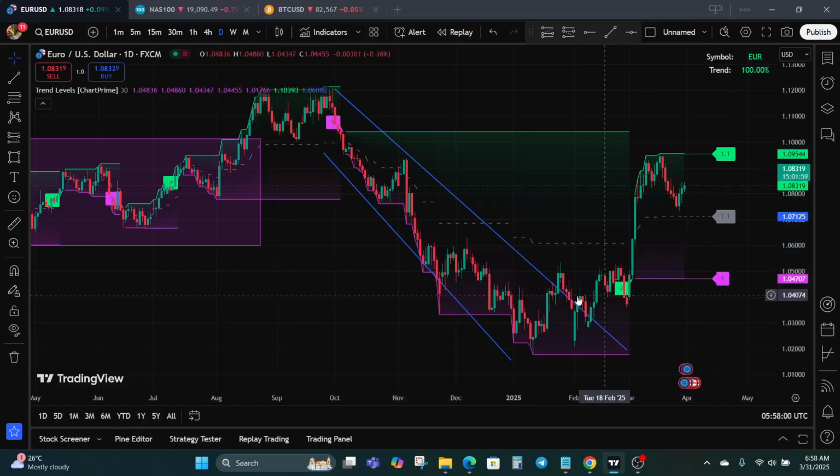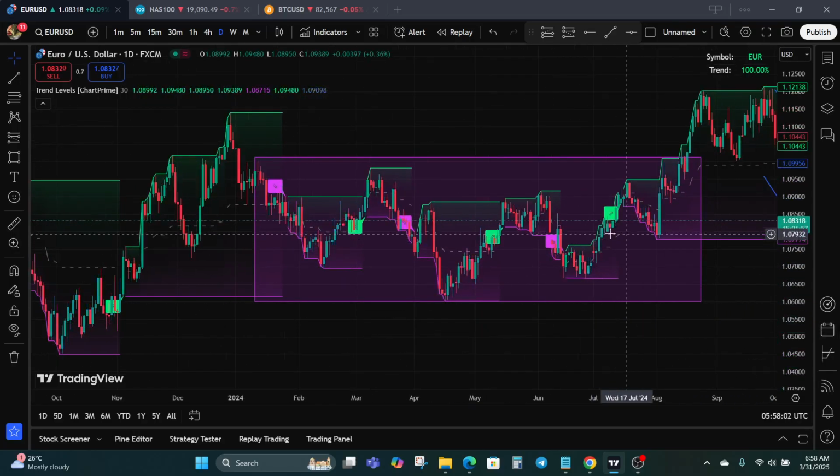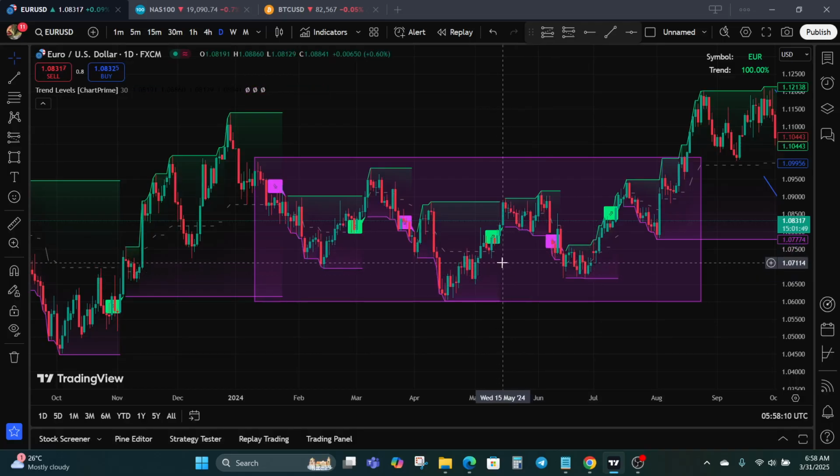On the flip side, when the market is ranging, the indicator will help you spot that too. So you don't waste time or risk your capital in a market that is not moving in a clear direction. So it's all about using this tool to identify the best market conditions for your trades.